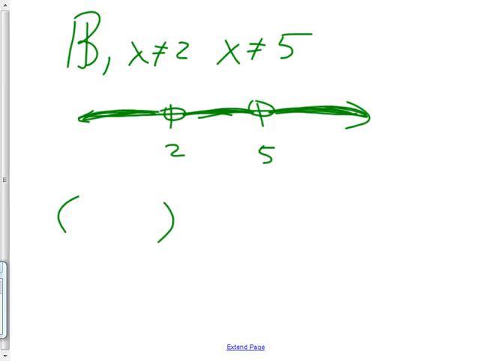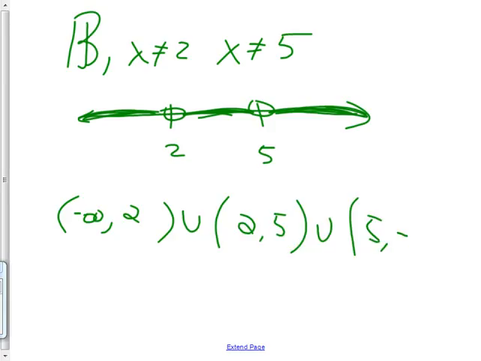Smallest number that could possibly work. Good. Up to. Union with 2 to 5. Very good. Union with positive infinity. All right. Get that? Any of those three answers would have been okay. You could have seen it written as a big R with x can't be 2, x can't be 5. You could see it written as a number line with empty spots, or you could see it written with the unions. It all means the same thing.